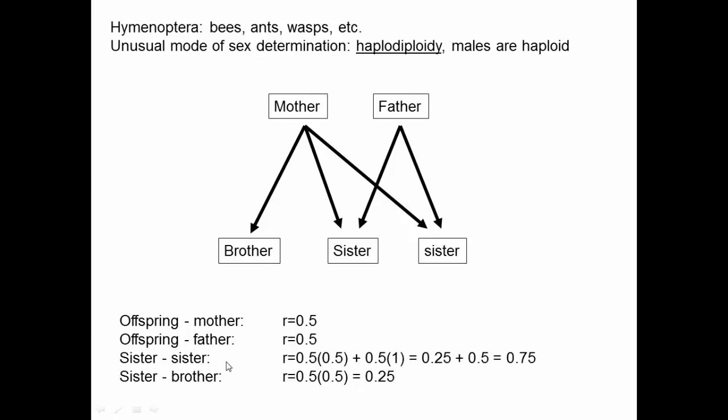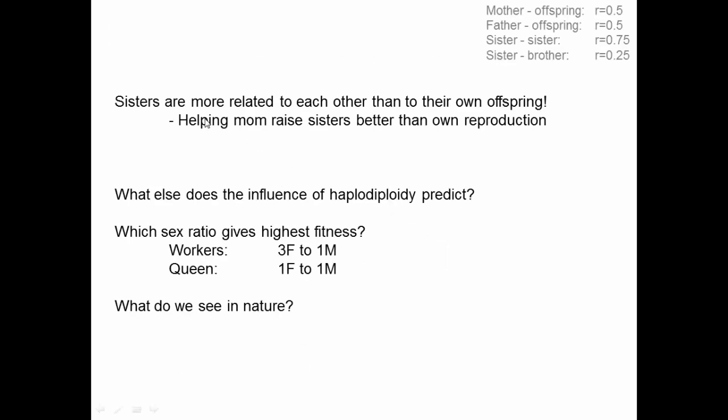So in fact, sisters are 3 times more related to each other at the genetic level than they are to their brothers, which is different from what we saw earlier when we were thinking about relatedness between siblings. So sisters are more related to each other than to their own offspring. So in fact, helping their mother raise more sisters might actually be better than reproducing on their own.